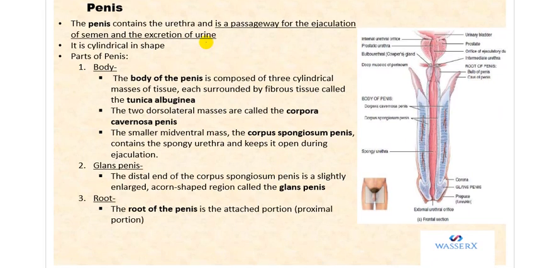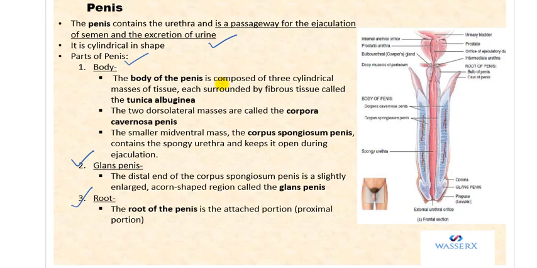Okay, the penis contains the urethra and is a passageway for the ejaculation, or the propulsion of the semen, and the excretion of the urine, right? It is cylindrical in shape. Parts of the penis, we will come to that. The first one is the body, then the glans, and then the root.